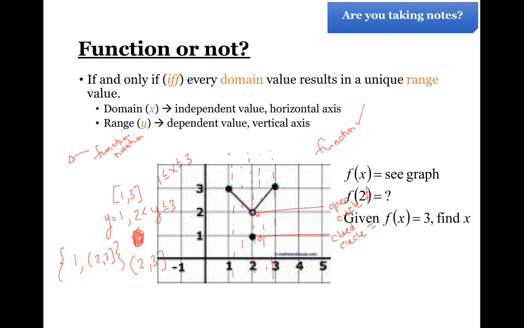So I kind of just answered this over here. For f of 2, if you go over to 2 and you figure out where the graph exists when x is 2, it's 1. This is asking you, given f of x equals 3, x equals what? So we find 3 on the y. Oh, there are 2 answers. x could be 1 or x could be 3. And that's okay. It's just that every domain value has to result in a unique range value. It's not the other way around for it to be a function.